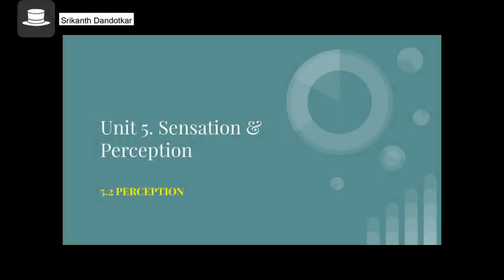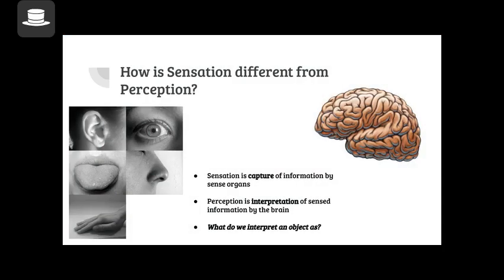Welcome back. In this last video for this unit 5.2, we're going to talk about perception. If you remember how we defined sensation and perception in the first video, we said that sensation is mere capture of information by your sense organs. Then perception is interpreting a part of the sense information, interpreting as by the brain. The question is, what do we interpret an object as?